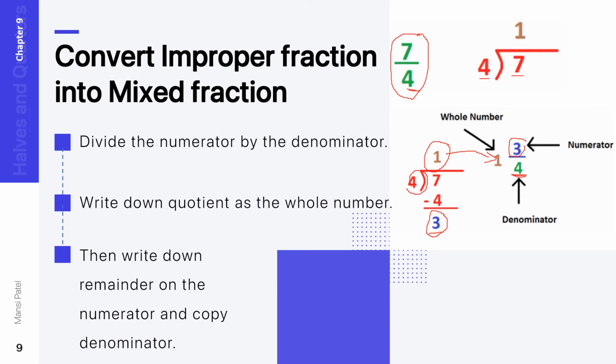Again, revise. First what you have to do? You have to do the simple division, numerator divided by denominator. After that, whatever the quotient of your division is, you write down in the place of the whole number. In the numerator, you write down the remainder, and in the denominator, you just copy the denominator from your question. Or we can say that in the denominator, you write down the divisor.